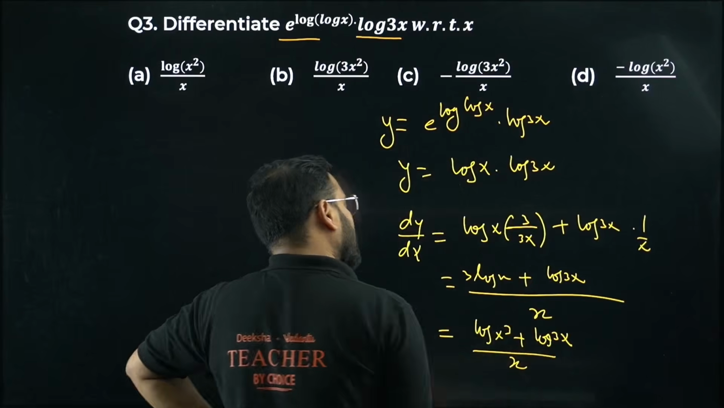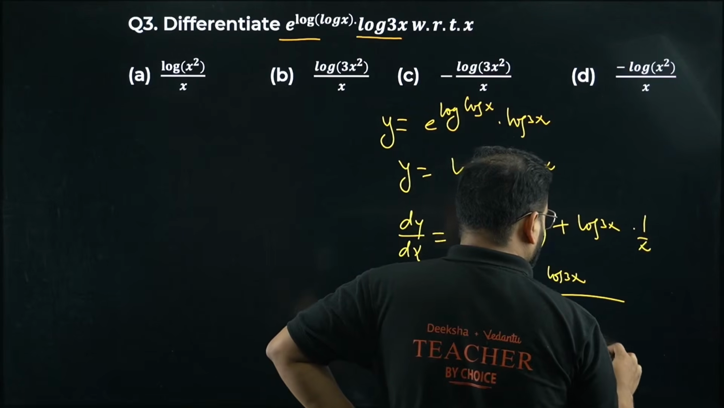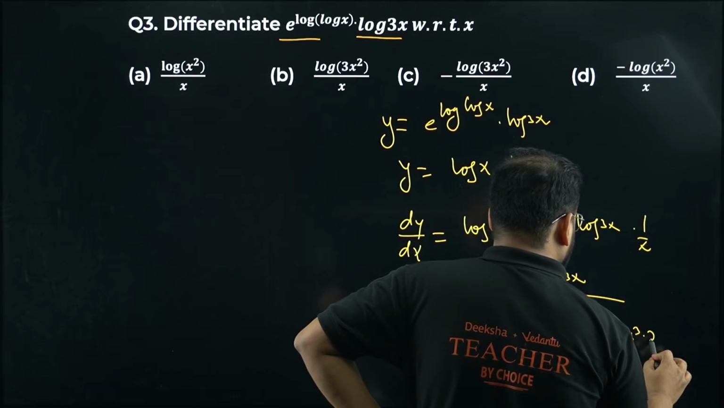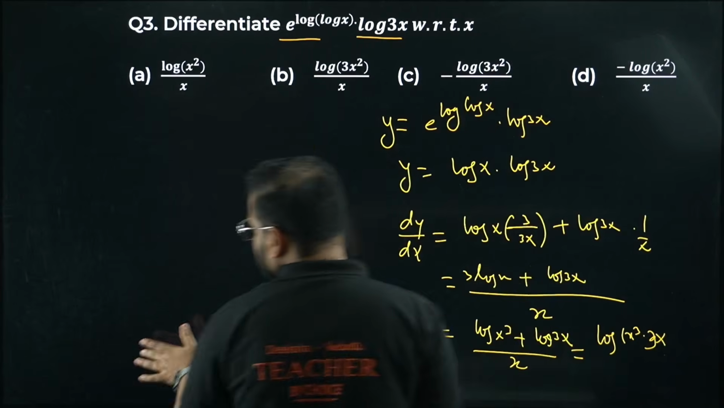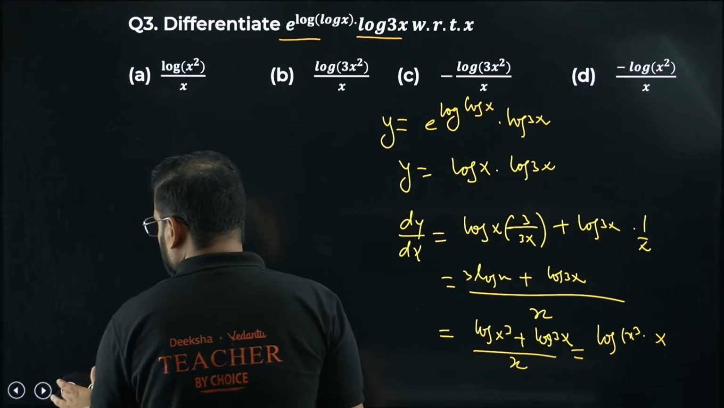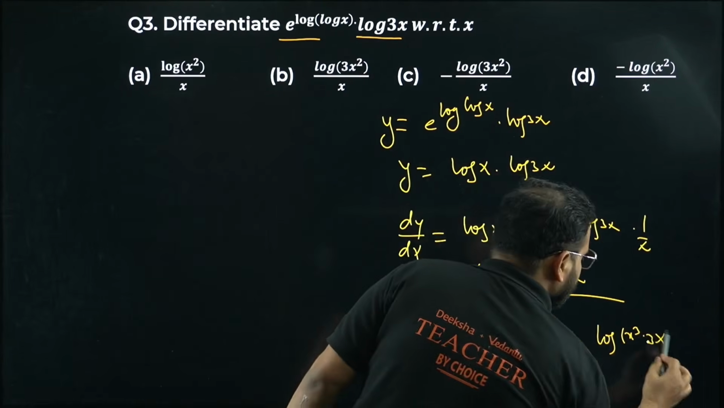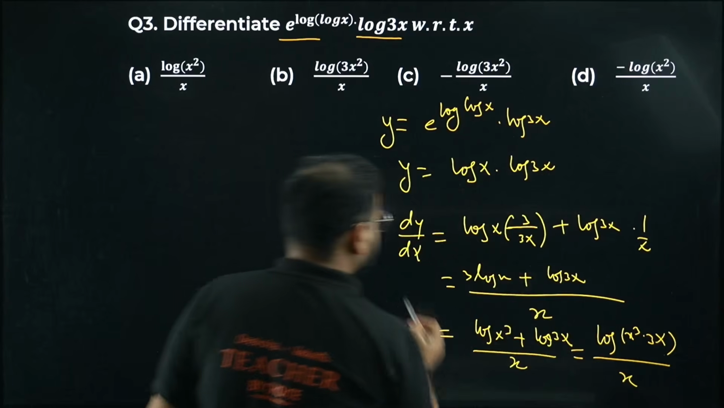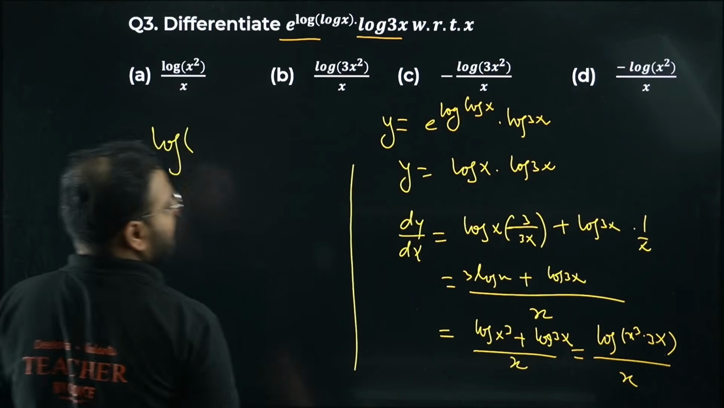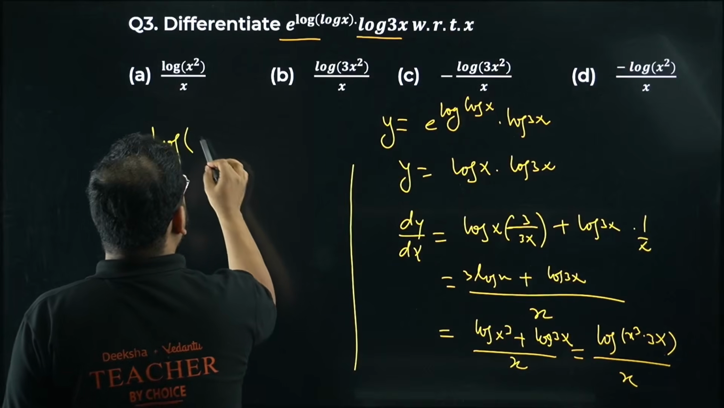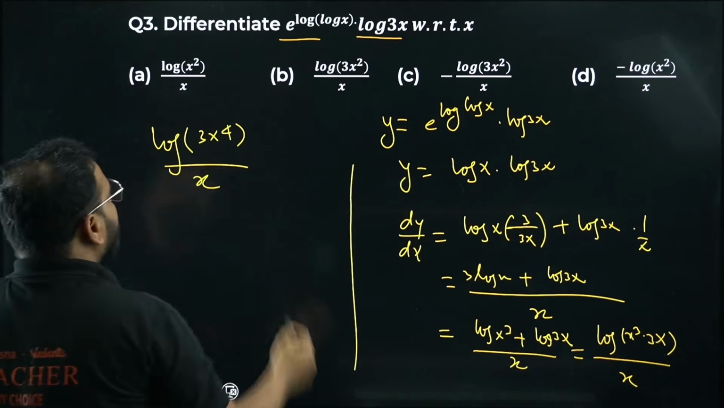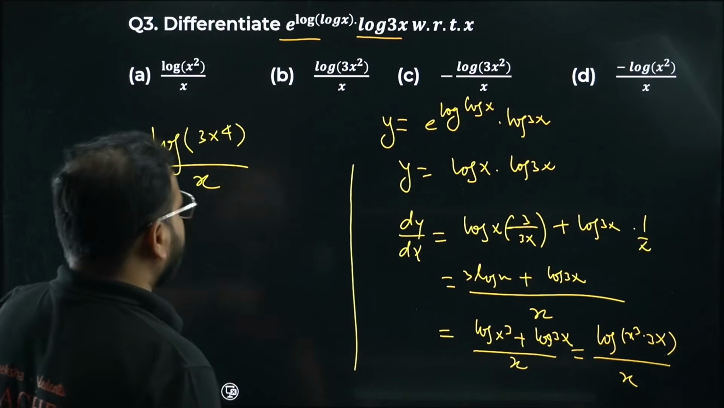Log a plus log b becomes log of a into b. So log x cube into 3x, divided by x. So what I'm getting over here is log of 3x power 4, divided by x. So we have log 3x power 4 by x.